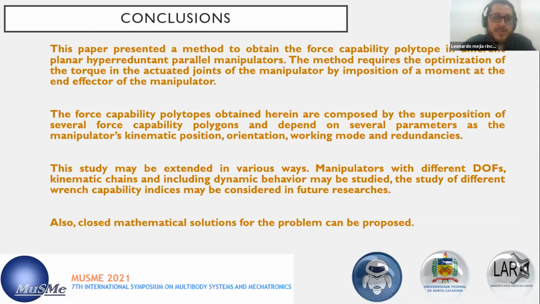Well, the conclusion: this paper presented a method to obtain the force capability polytope in different planar hyper-redundant parallel manipulators. The method requires the optimization of the torque in the actuated joints of the manipulator by imposition of a moment at the end effector of the manipulator. The force capability polytopes obtained here are composed by the superposition of several force capability polygons and depend on several parameters such as the manipulator's kinematic position, orientation, working mode, and redundancies.